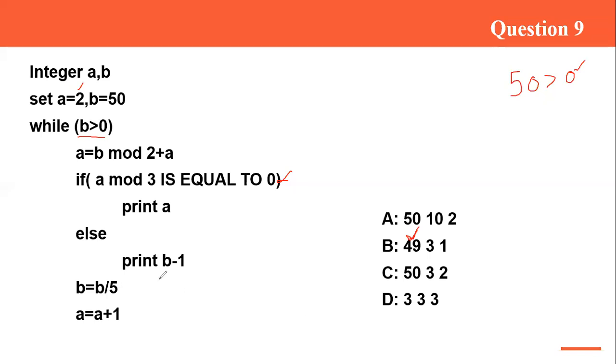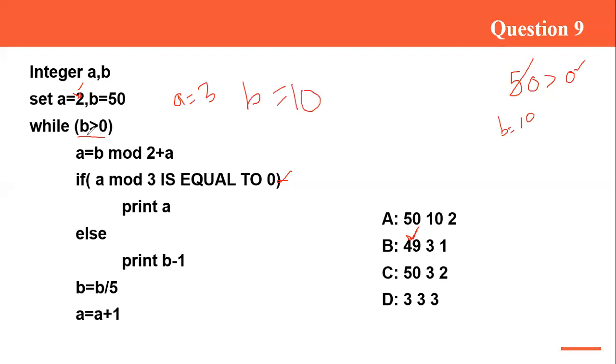So B minus 1, 49 we have printed. Then B is equal to B by 5. That means B was 50, 50 by 5, what is that? 50 by 5 is 10. So the B value is updated as 10. Okay. Then A is equal to A plus 1. A was 2, that is updated as 3. I'm just writing it here. A is 3 right now. B is 10 right now.